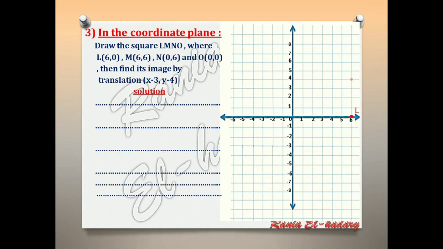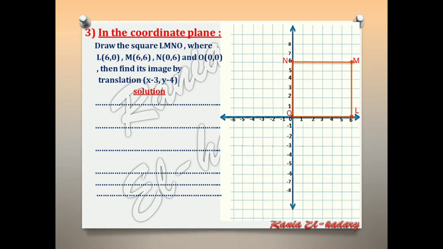And point M at (6, 6). Write M. And put the point N at (0, 6). Write its name. And the origin point is (0, 0), write original point O. Join OL, LM, MN, NO. So I have square OLMN.